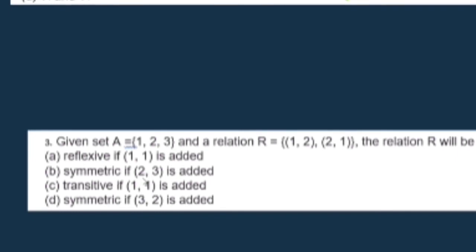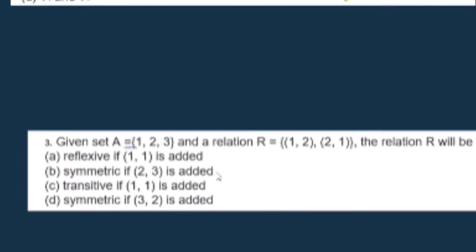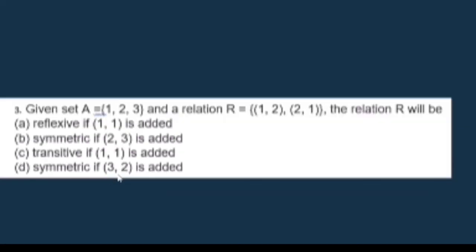Now is it symmetric if (2, 3) is added? No. If you add (2, 3), the reverse pair (3, 2) should be there. So you cannot make it symmetric by adding (2, 3). Symmetric if (3, 2) is added is not possible. If you add (3, 2), (2, 3) should also be there.